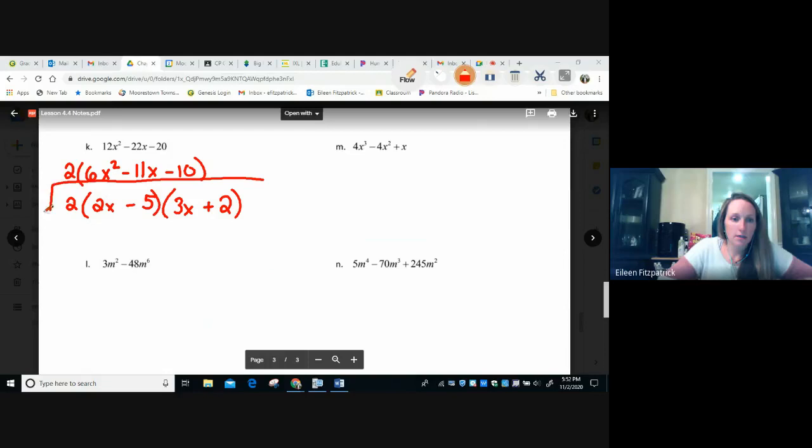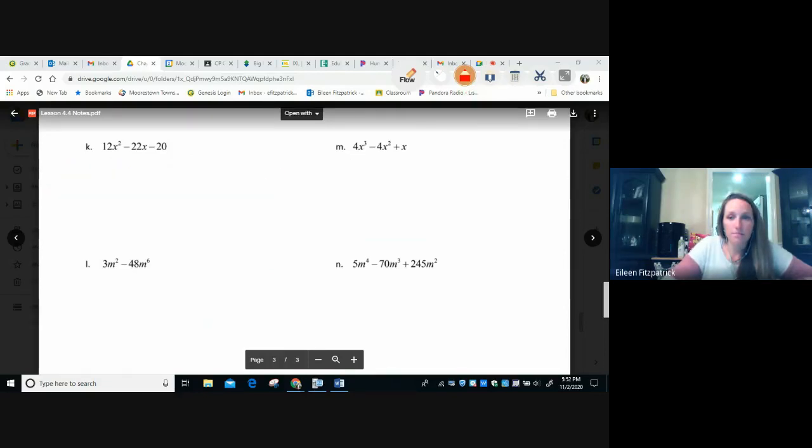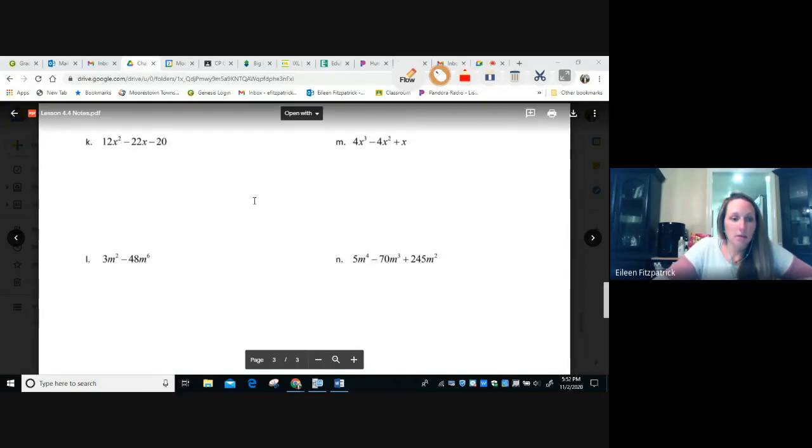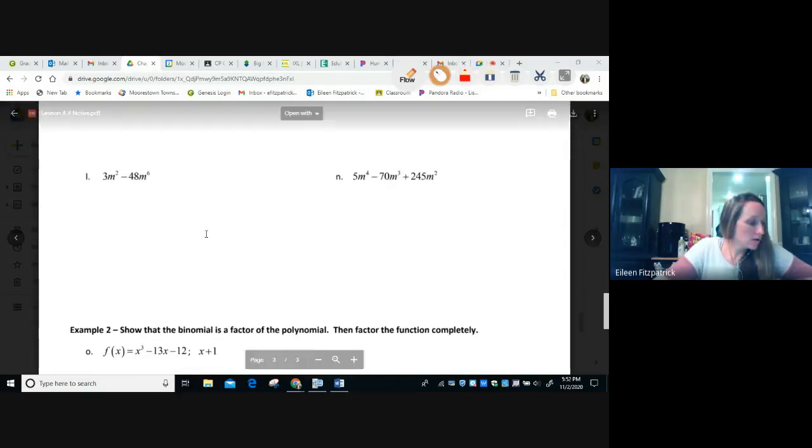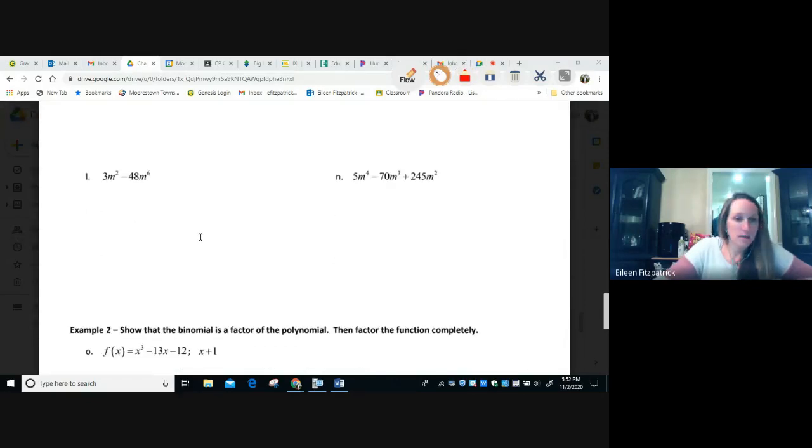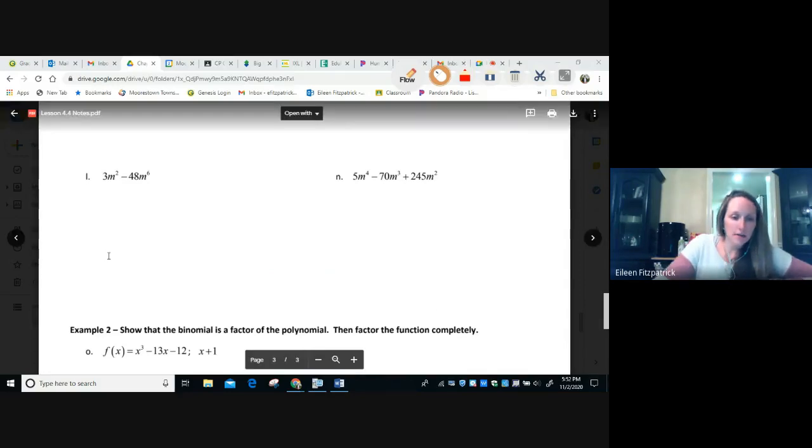All right. Let's move on to the next problem. Is this the last factoring problem? Yeah, I think this is going to be the last factoring problem for this section. All right, so we have 3m squared minus 48m to the 6th. Look for the GCF first. There's a GCF of 3m squared.